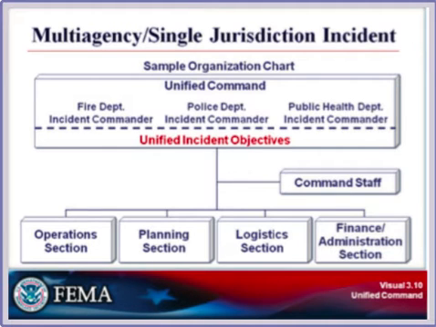This visual presents an example of a unified command organizational chart for a multi-agency, single jurisdiction incident. The chart shows that the unified command is composed of the incident commanders from the three departments of the single jurisdiction, including the fire department, police department, and public health agency. The unified command establishes a single set of unified objectives. The chart also shows how the command staff and general staff are integrated under one unified command.